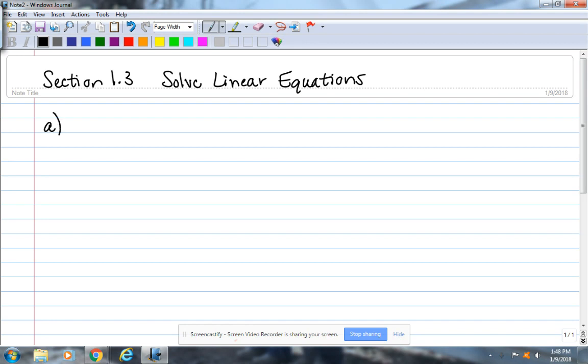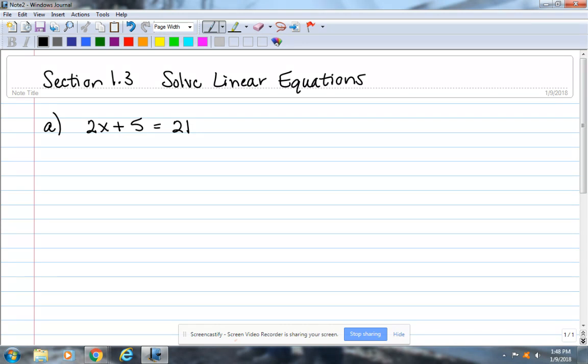So, example A here, and I label my examples with lowercase letters. It's just the way I've always done it. 2x plus 5 equals 21. Let's think back to junior high when we first started solving equations. And I realize that you guys have been out of Algebra 1 for nearly 2 years. I realize it's been a while, right?